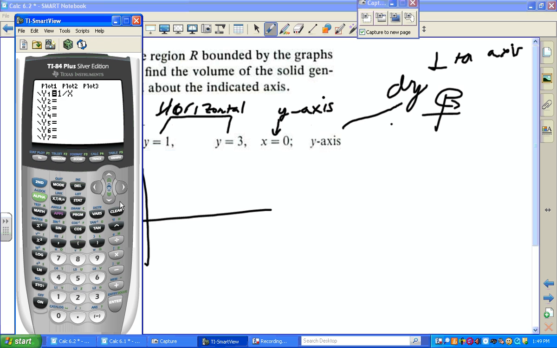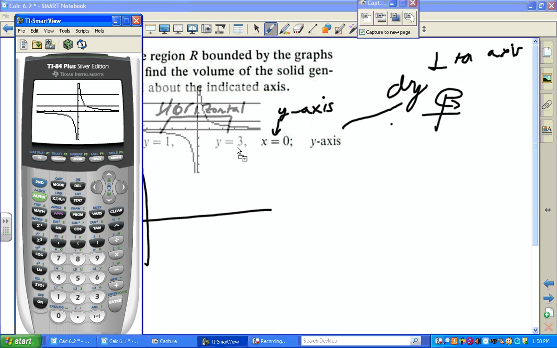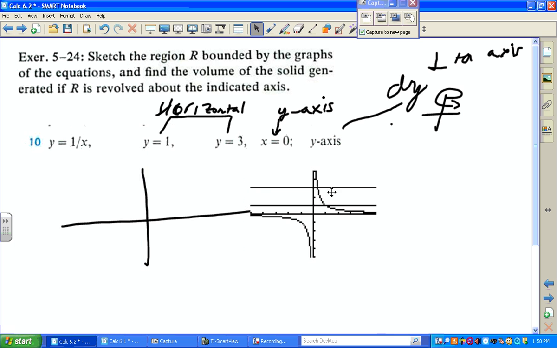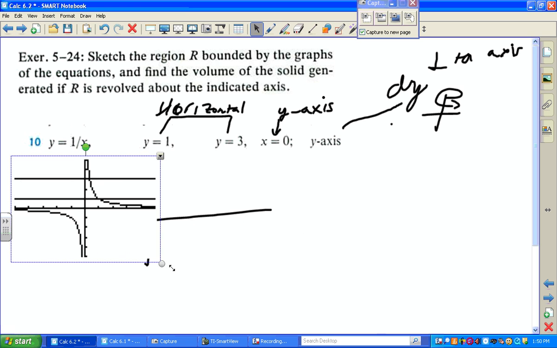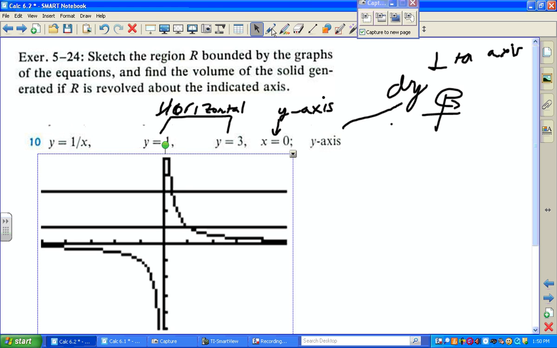You know what? I'll do this. I'll put 1 over x. I'll put 1, and I'll put 3. Yeah, I'll do that. Let's go negative 5 to 5. Graph. Like that. And there's nothing there yet, and there's the region. Okay? So the region we're looking at is one intersected by all 4. That's a lot better picture than what I had.